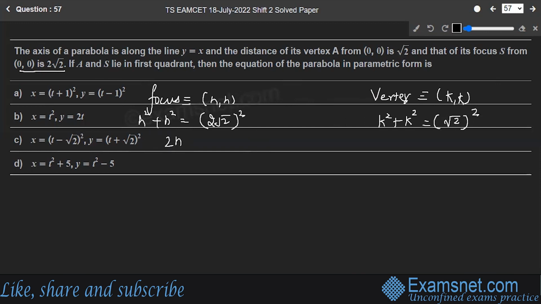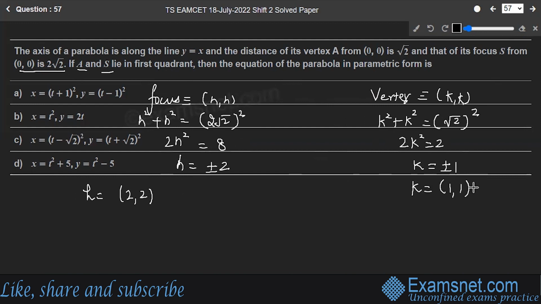That gives you 2h square is equal to 8, or h will come out to be plus minus 2. Similarly, 2k square is equal to 2, or k will come out to be plus minus 1. Now, it is said that A and S, vertex and focus, lie in the first quadrant. Therefore, the focus has coordinates 2, 2 and the vertex has coordinates 1, 1. Minus 2 and minus 1 are not possible, because then the focus and vertex would lie in the third quadrant.